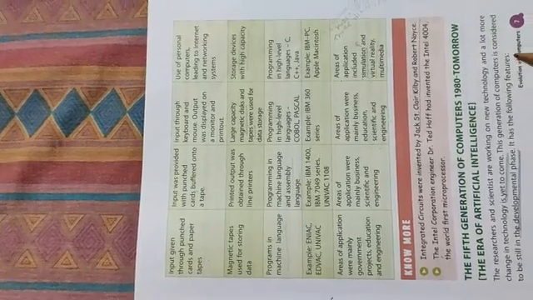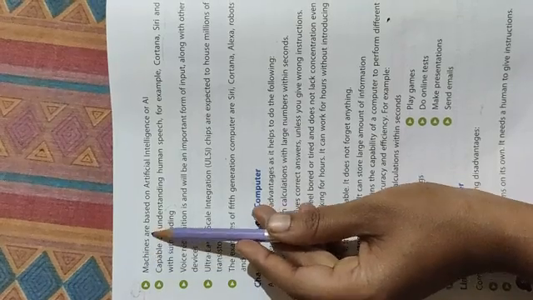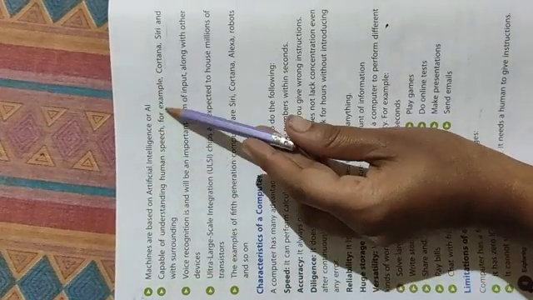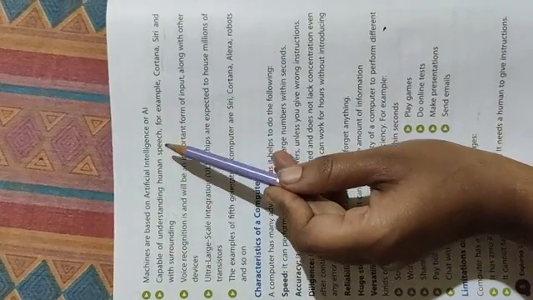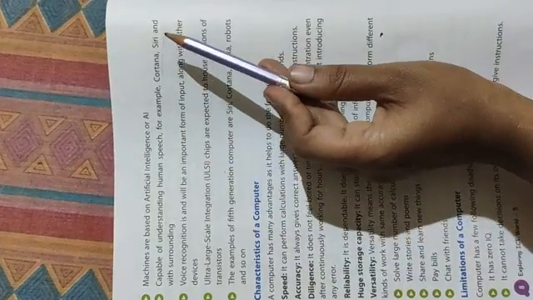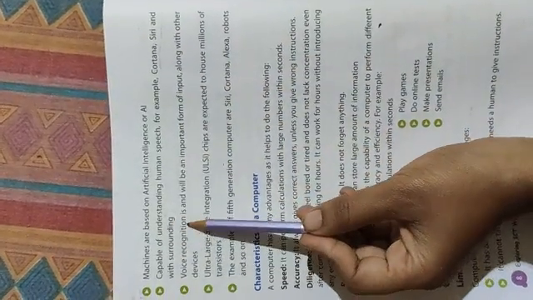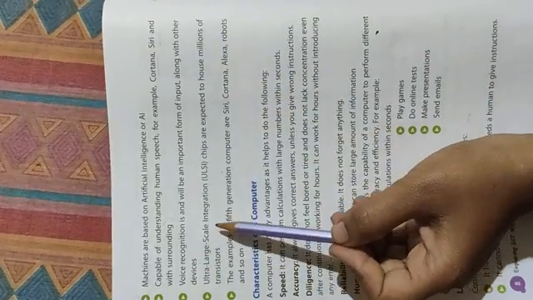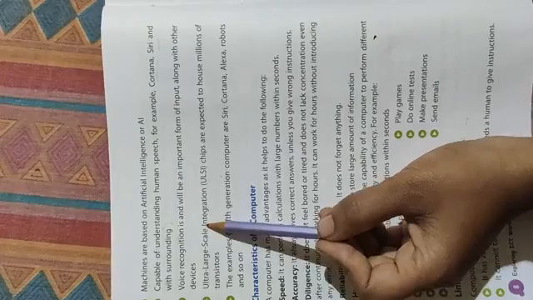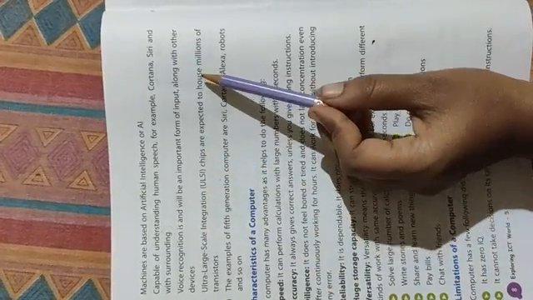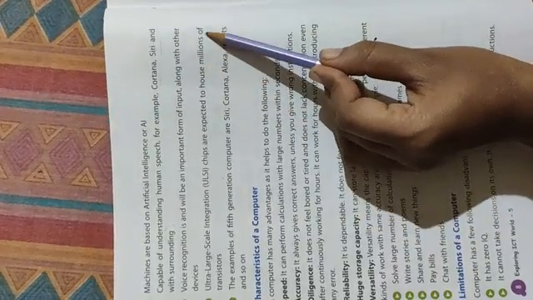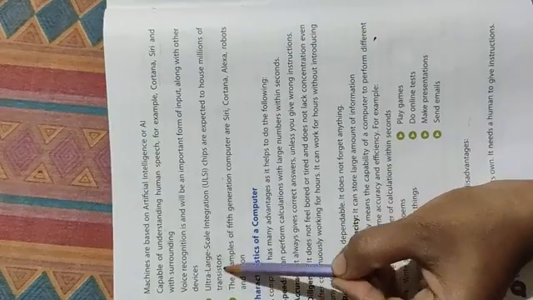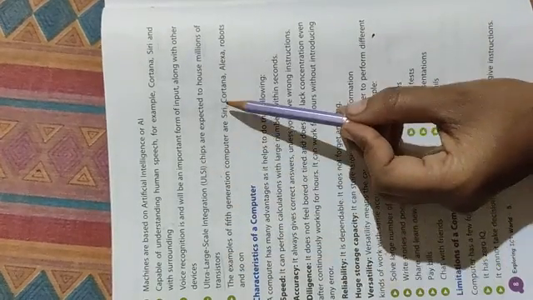It has the following features. Machines are based on artificial intelligence, or AI, capable of understanding human speech, for example Cortana, Siri, and so on. Voice recognition is and will be an important form of input along with other devices. We will use ultra large scale integration chips, expected to house millions of transistors. Millions of transistors will be on this ULSI chip. Examples of fifth generation computers are Siri, Cortana, Alexa, robots, and so on.